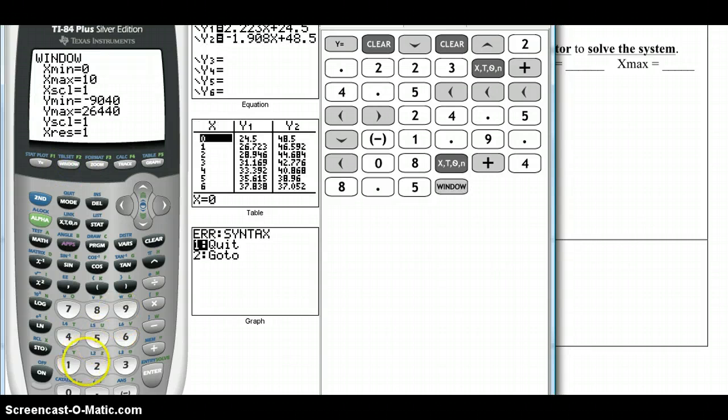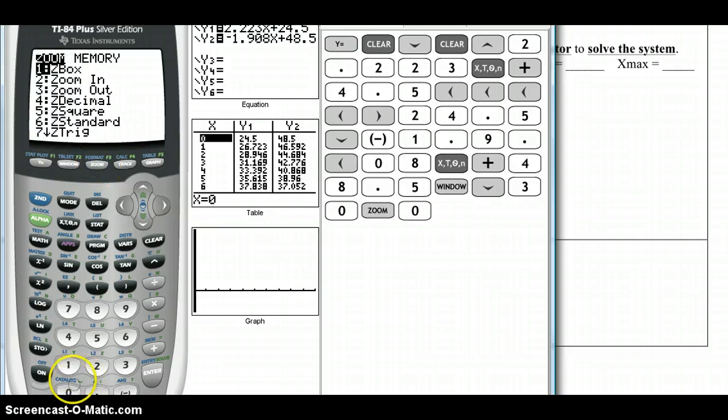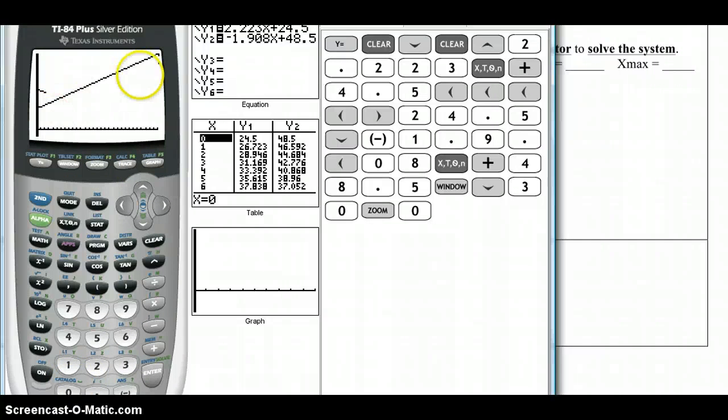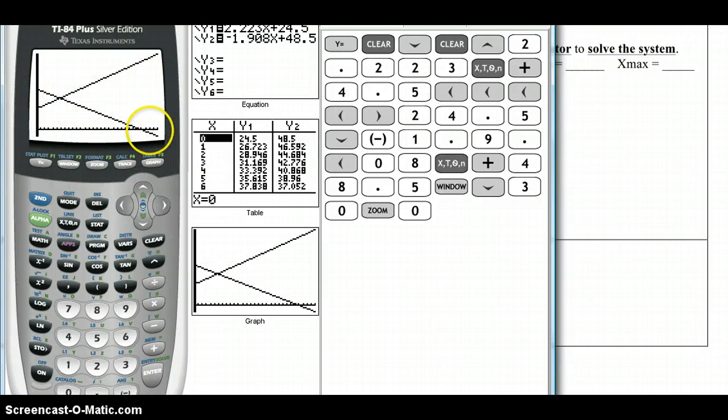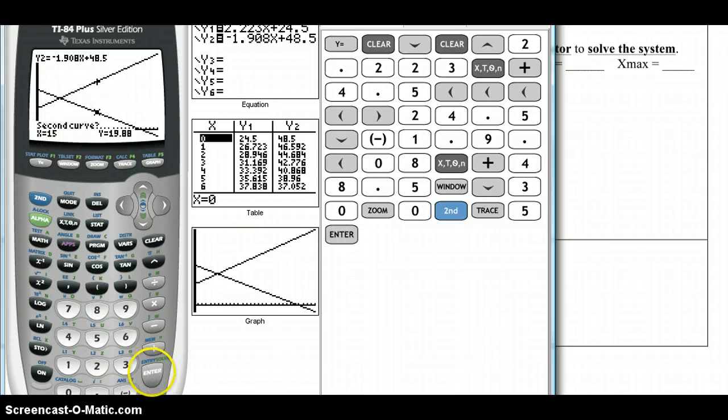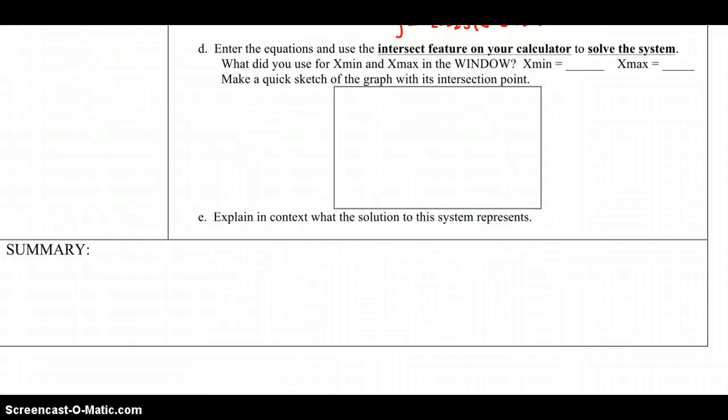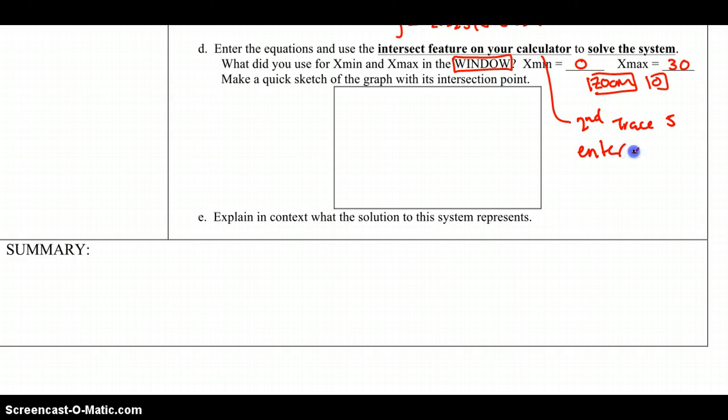Then let's go into the window, and we'll set it from 0, and like I said, we're just guessing, let's try 30. And zoom 0. Here's our first graph and the second one. 30 was a bit large, we didn't have to go that far, but we do see our intersection point on screen. So we can hit second, trace, 5, enter, enter, enter. And we get our intersection point at about 5.8 and about 37.4. On screen we did an x min of 0 and an x max of 30. We pushed window to change those, and then we pushed zoom 0. And then for the intersect feature, we hit second, trace 5, enter, enter, enter.